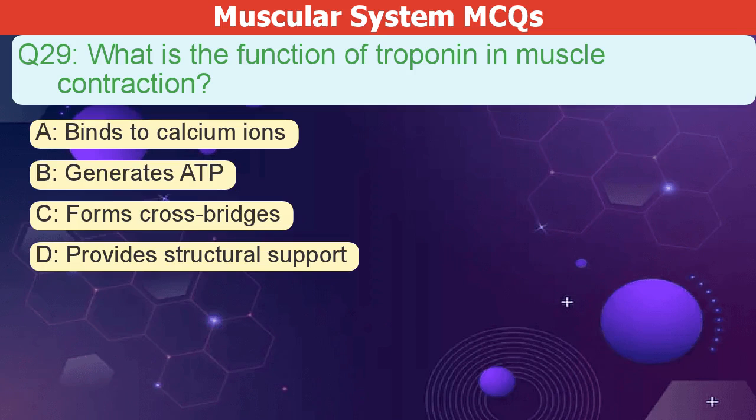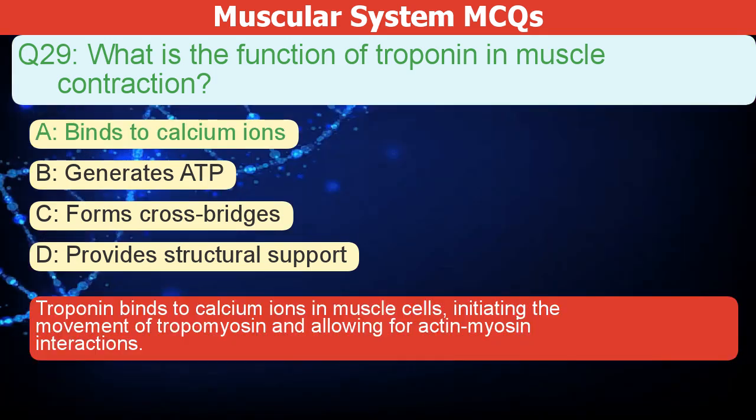What is the function of troponin in muscle contraction? A. Binds to calcium ions. B. Generates ATP. C. Forms cross bridges. D. Provides structural support. The correct answer is A. Troponin binds to calcium ions in muscle cells, initiating the movement of tropomyosin and allowing for actin-myosin interactions.